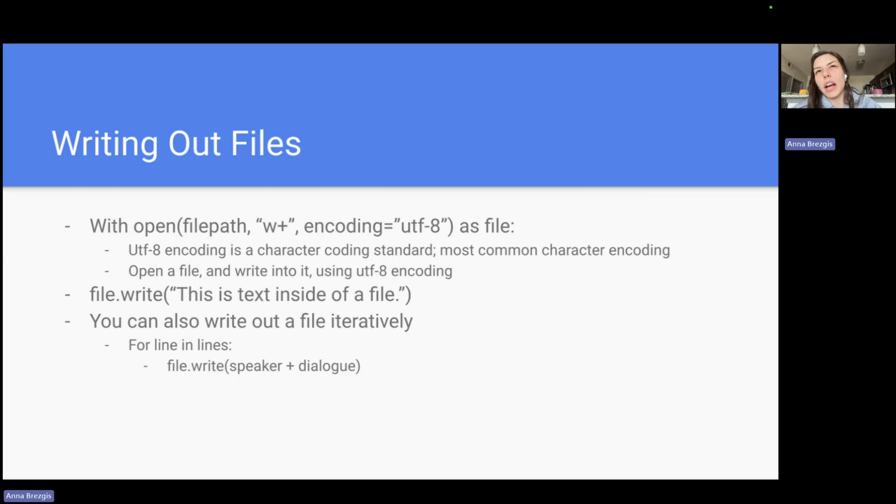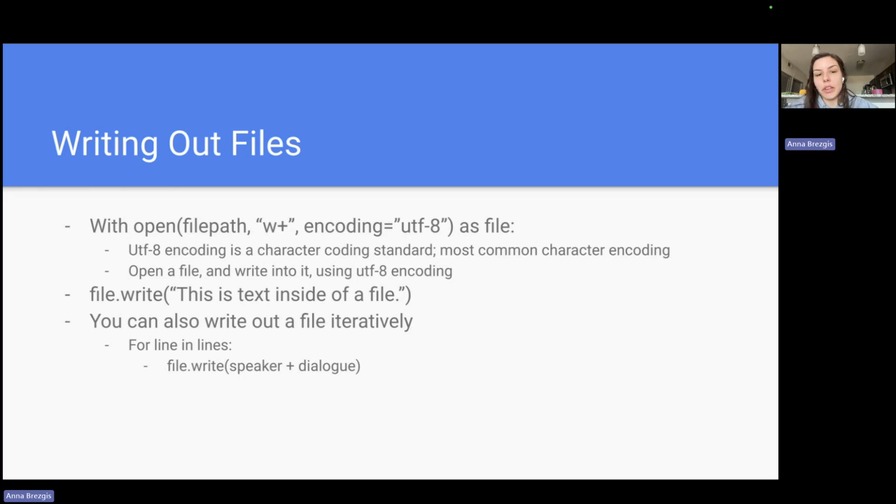Somebody asked about this in class and in last week's review session. UTF-8 is just a character coding standard. The 8 stands for 8-bit, and it's the most common character encoding. I think before I said this is just like alphanumeric characters, but it goes beyond that. There are many different alphabets that are encoded using UTF-8. So basically what this line is saying is, open a file and write into it using UTF-8 encoding. And then we also have one where it's errors equals ignore. Basically, if there's a character you don't recognize, just skip over it and keep going.